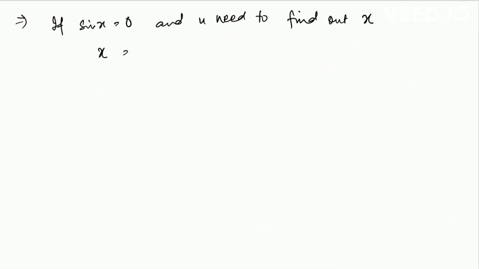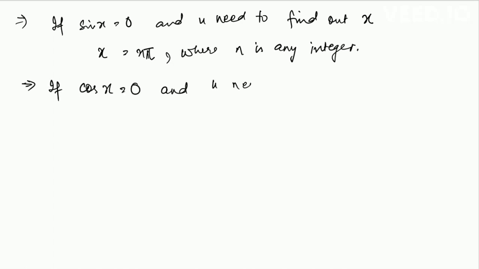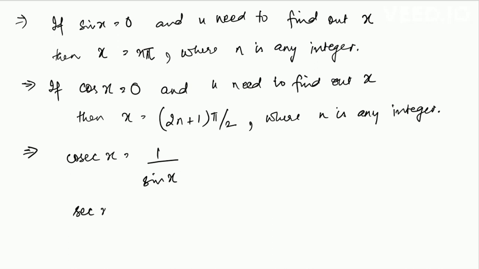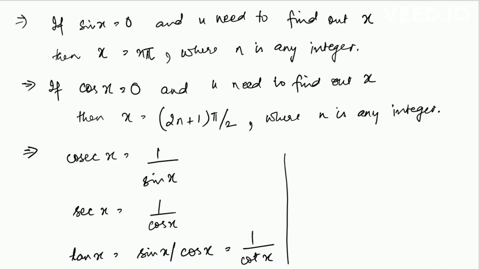So if sin x is 0 and you need to find out x, then x is n pi where n is any integer. If cos x is 0 and you need to find out x, then x is (2n plus 1) pi by 2 where n is any integer. And there are some more formulas. Cosec x is the reciprocal of sin x, 1 by sin x. Sec x is 1 by cos x. Tan x is 1 by cot x, which is sin x upon cos x. Cot x is the reciprocal of tan x.